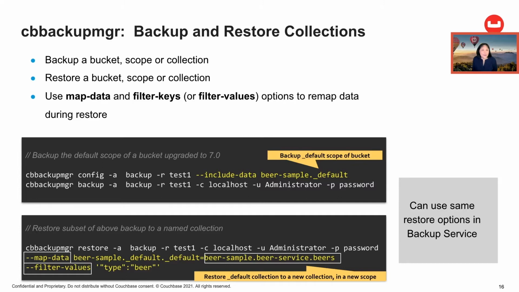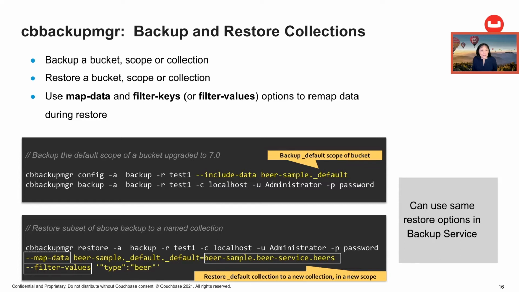Now, in the first window on this slide, you'll see an example of using the CB Backup Manager config and include data option to configure backing up just the beer sample default scope, which only contains the default collection. In the second command, we take the backup.